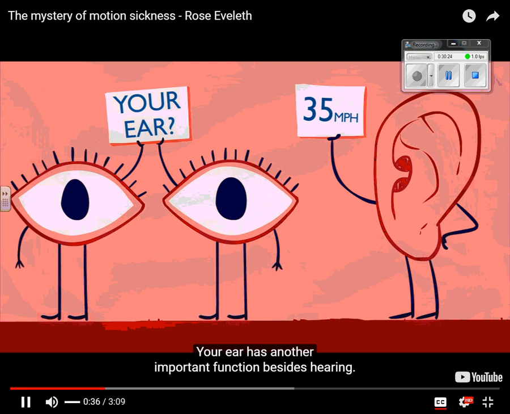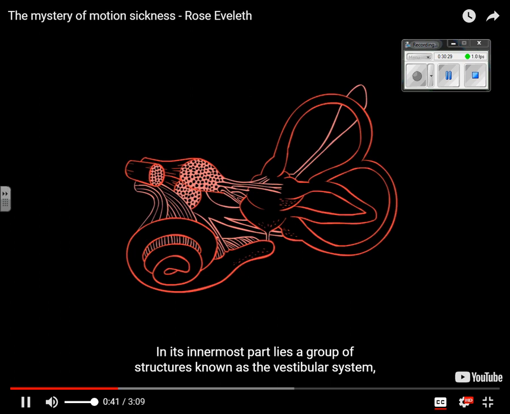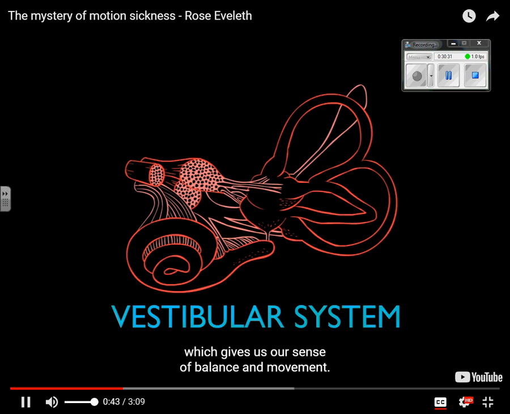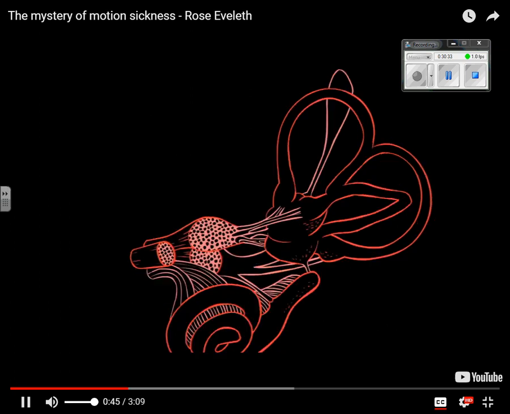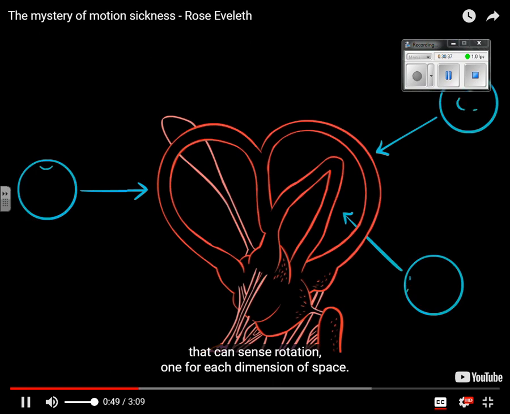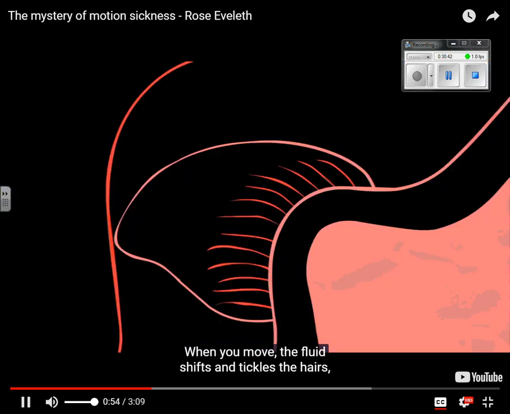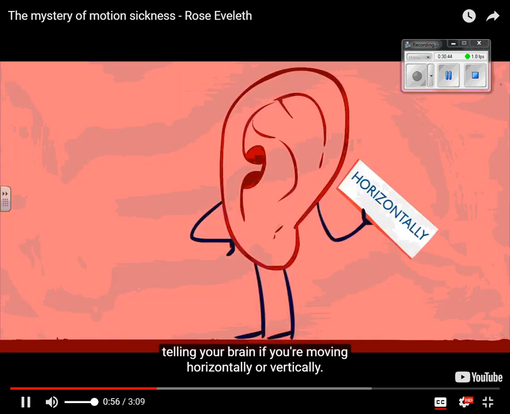See, your ear actually has another important function besides hearing. In its innermost part lies a group of structures known as the vestibular system, which gives us our sense of balance and movement. Inside there are three semicircular tubules that can sense rotation, one for each dimension of space. And there are also two hairline sacs that are filled with fluid. So when you move, the fluid shifts and tickles the hairs, telling your brain whether you're moving horizontally or vertically.